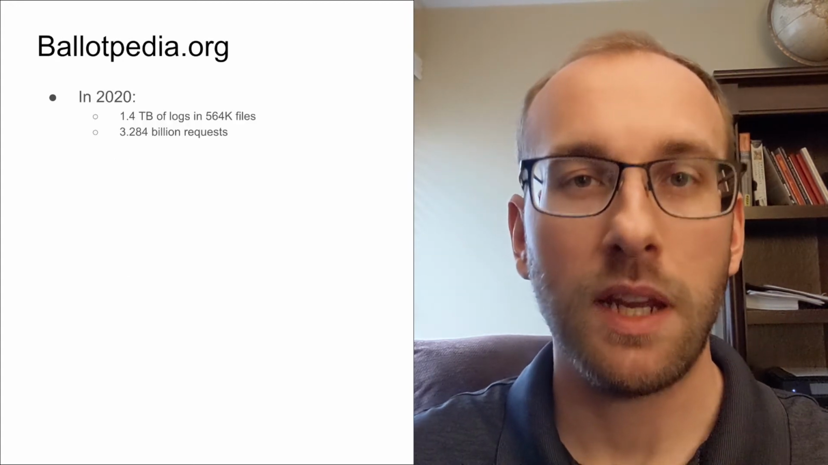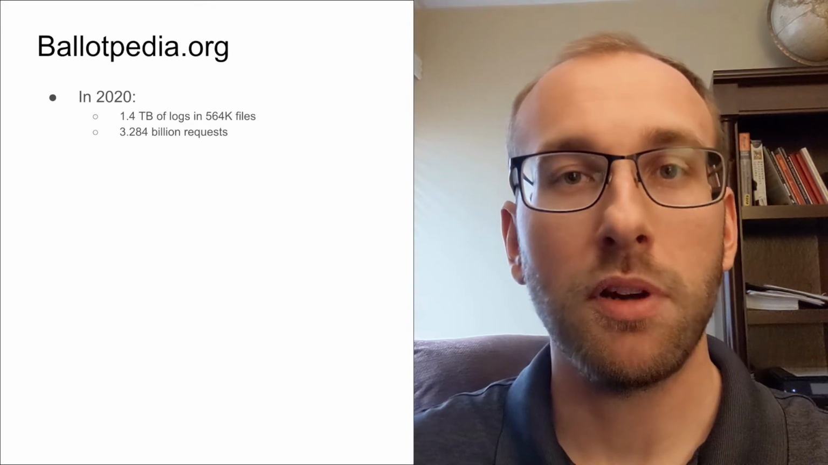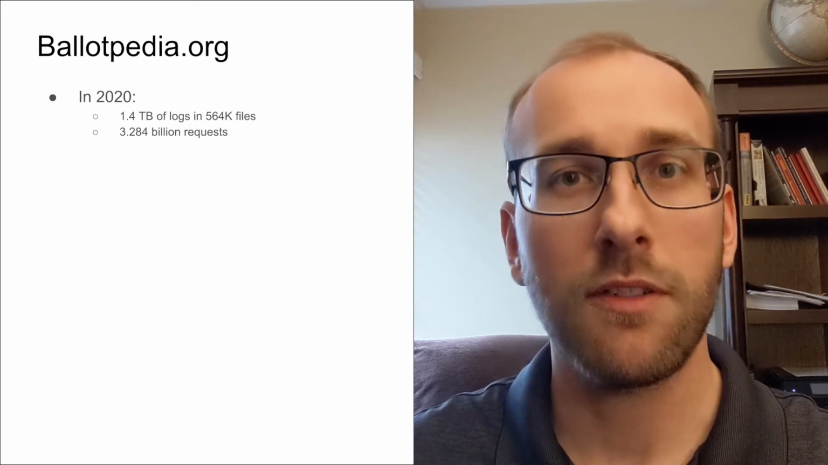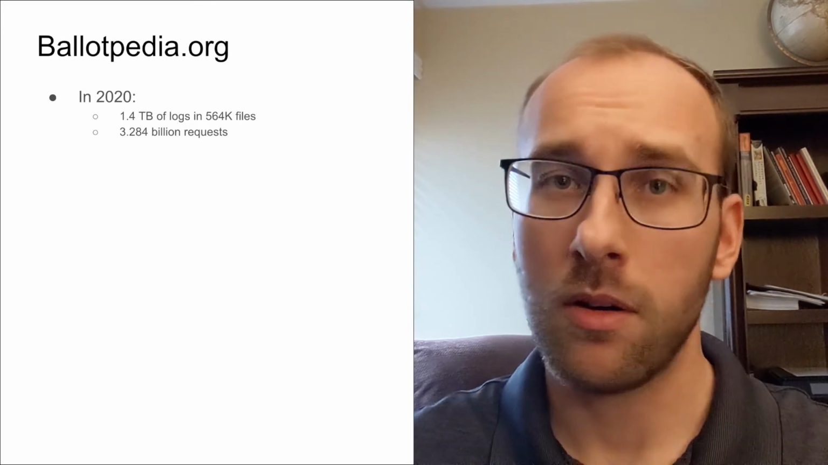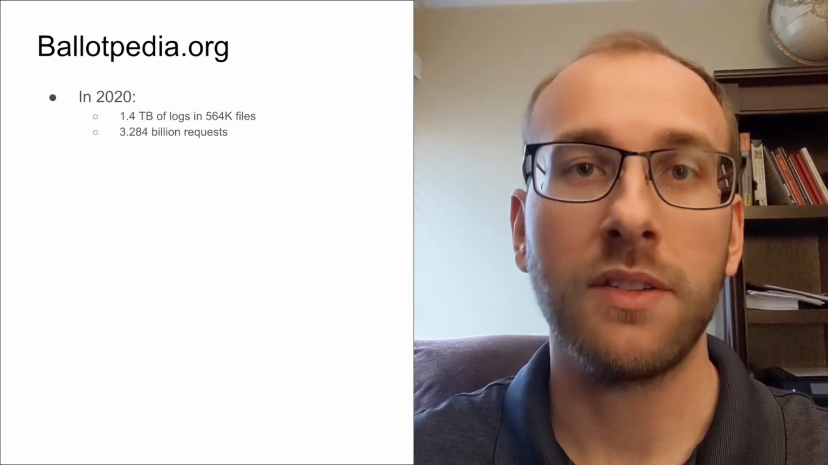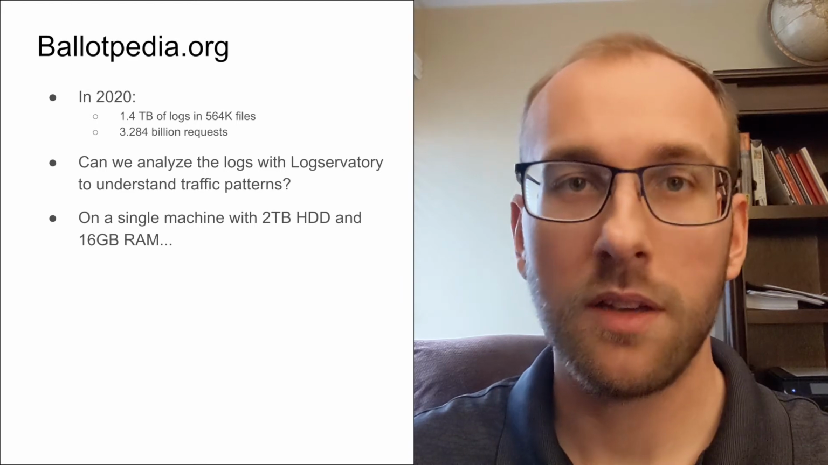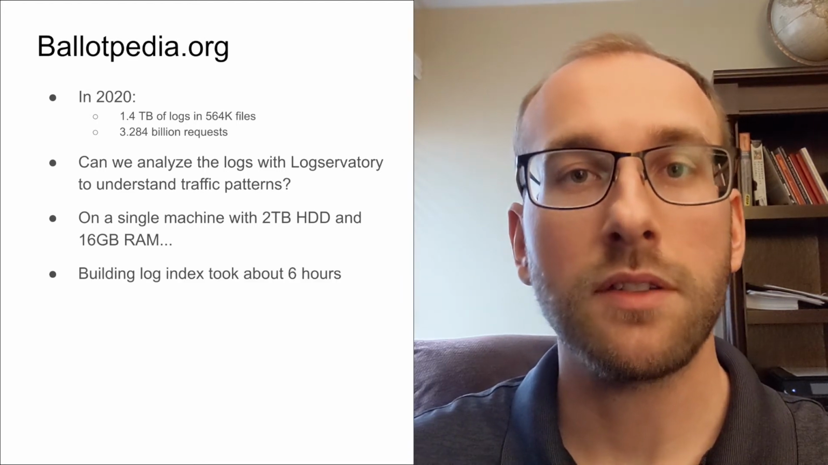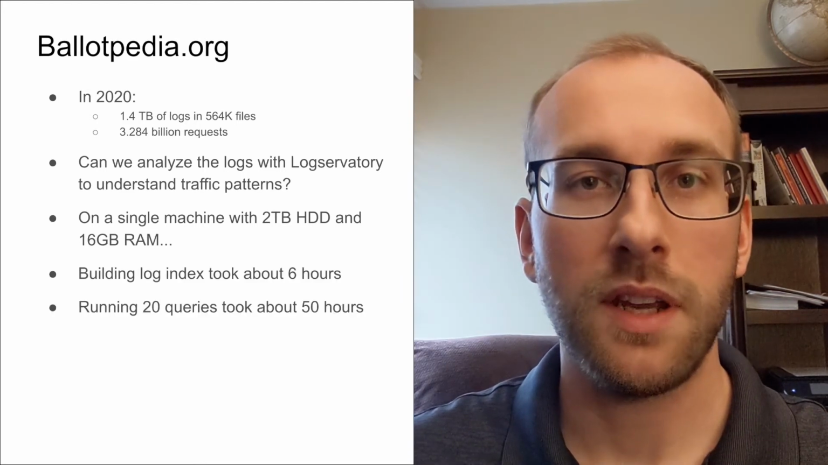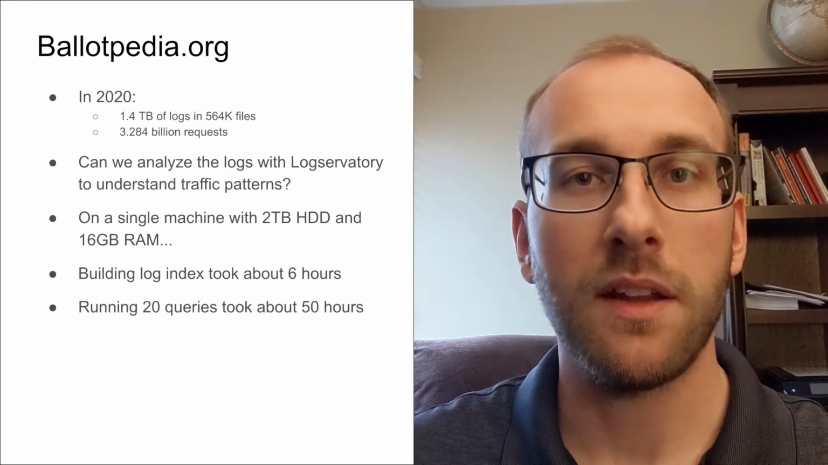In the year 2020, Ballotpedia.org generated 1.4 terabytes of log data in over 500,000 log files, corresponding to over 3 billion requests served by the site. I ran 20 different queries over these logs using Logservatory on a single machine in just over 2 days. In the rest of this presentation, I'll share a few highlights from my analysis.